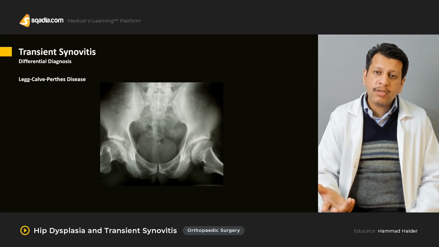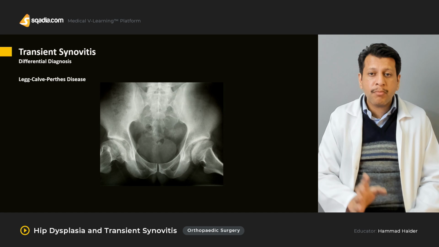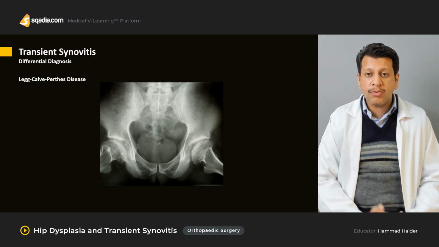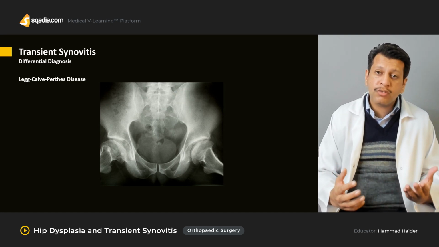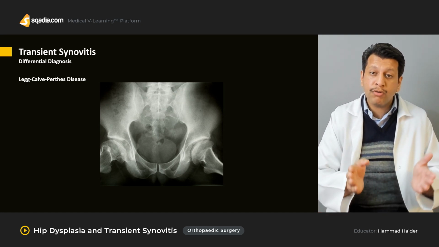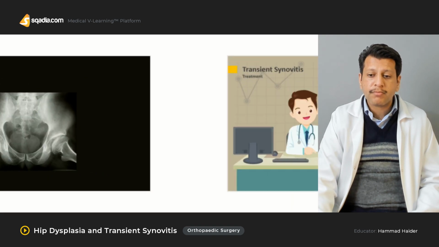And if a child is around 10 to 12 or 13 years of age, then the patient may have SCFE as well. Especially if a child of 13 years of age with suspected transient synovitis of the hip joint comes with knee pain, you must rule out SCFE along with that as well.